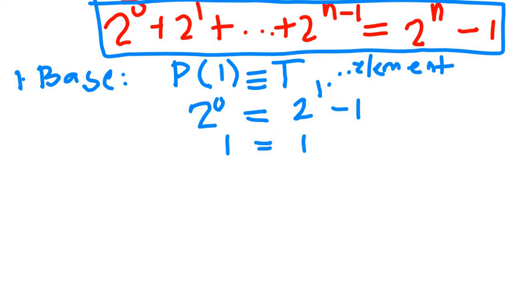Of course, you could prove it with 0 as well. When there are no elements at all, then this should be 0. So 2 to the 0, or 1, minus 1 is 0, and with no elements, you have 0 as well. So 0 equals 0. So the second step will be the inductive step.